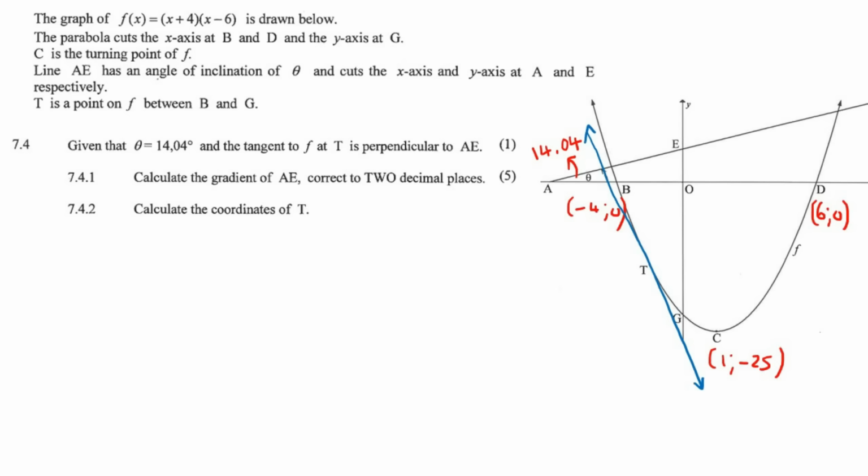Okay, so it's a tangent, so it only touches there at one exact point, and they've told us that that tangent is perpendicular to AE. So this is AE. So they're telling us here that this little angle here is 90 degrees. Sorry, I've messed this up here with the marker location. There we go, I fixed that up. So that's 90 degrees. Now they want us to calculate the gradient of AE correct to 2 decimal places.